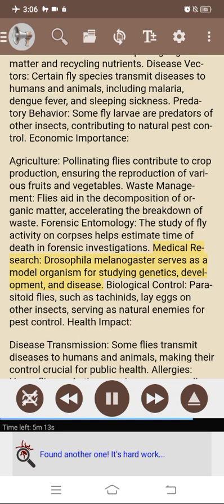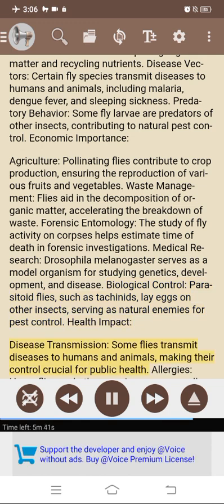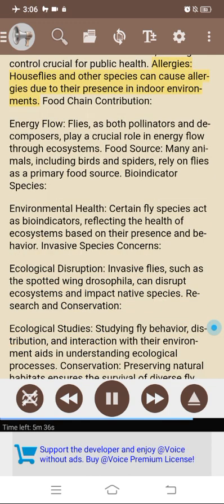Medical research. Drosophila melanogaster serves as a model organism for studying genetics, development, and disease. Biological control. Parasitoid flies, such as tachinids, lay eggs on other insects and serve as natural enemies for pest control. Health impact. Disease transmission. Some flies transmit diseases to humans and animals, making their control crucial for public health. Allergies. Houseflies and other species can cause allergies due to their presence in indoor environments.